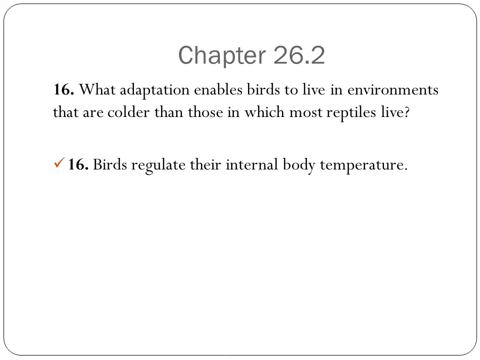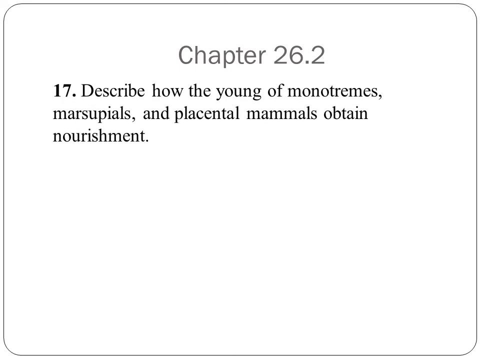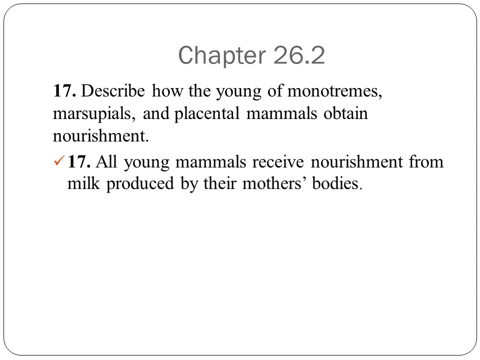Let's see the next one. Describe how the young of monotremes, marsupials, and placental mammals obtain nourishment. Here is the answer. All young mammals receive nourishment from milk produced by their mothers' bodies.